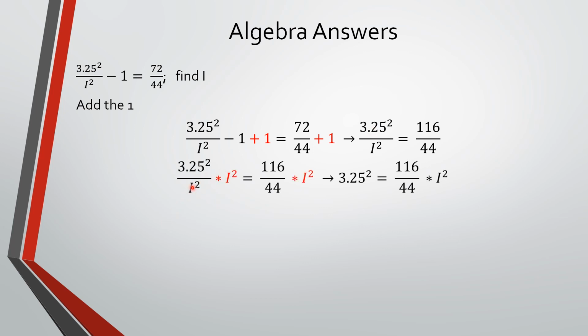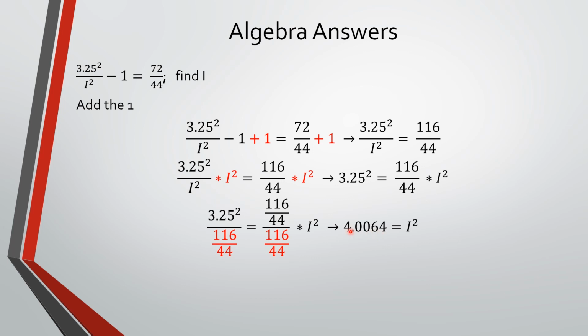Now we just multiply both sides by I squared to get out of that denominator. We don't like things in the denominator typically. It's easier to work with when it's just being multiplied like this. This becomes this, this becomes that. Now we can just divide, because we want to get I squared by itself, right? We just divide this out. This will equal 4.0064, really close to 4.